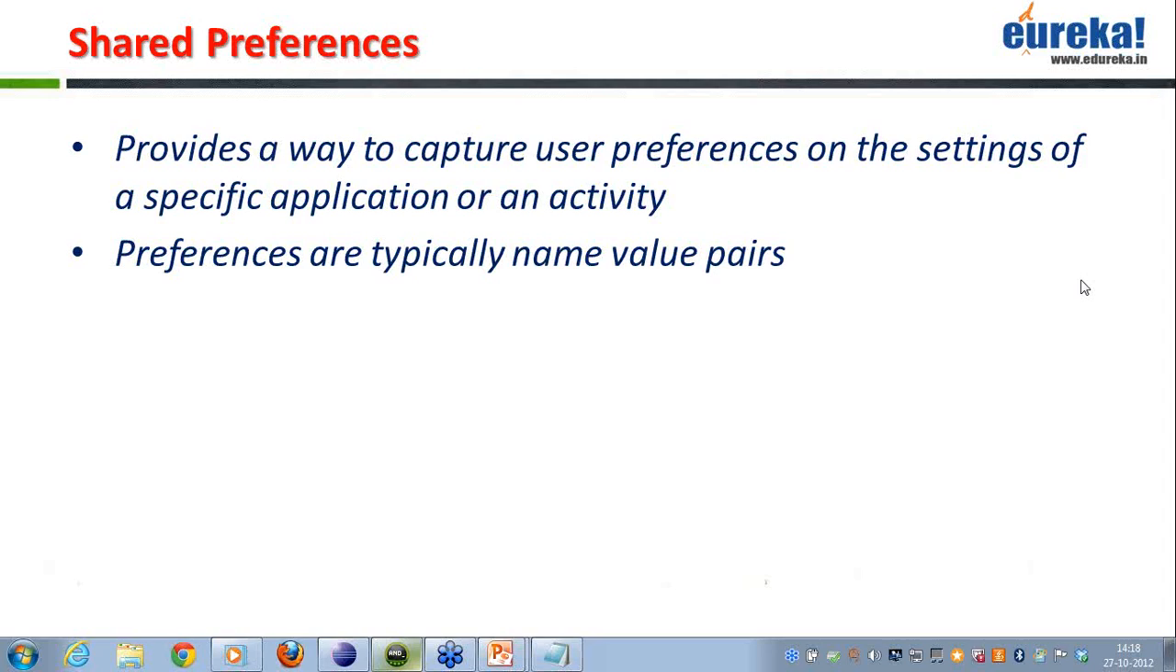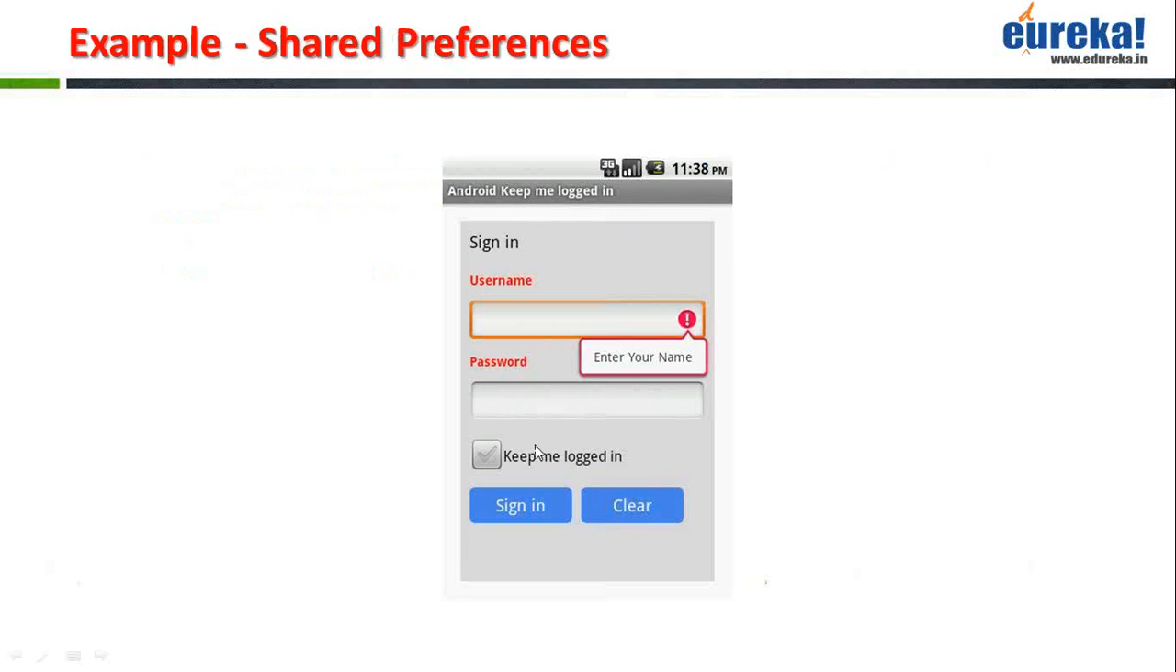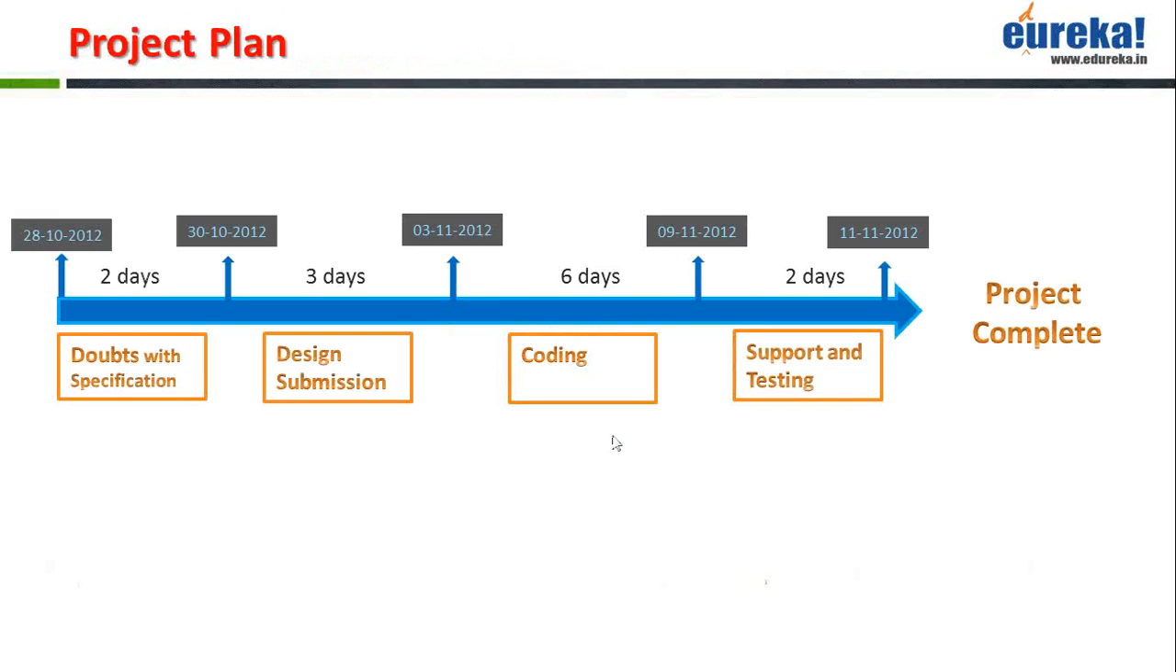Suppose I take the example of a settings screen wherein you can have a checkbox for, say, sound off and on and so on. These are various preferences that are user specific. So as you use the application, you can have those preferences, and the preferences are typically name value pairs. Let's take an example here. Suppose I have a sign in screen, and here I have a username and a password. When I click on sign in, I need to preserve this username and password so that I can use it anywhere in my application. That is how I'll be doing it with the help of shared preferences.